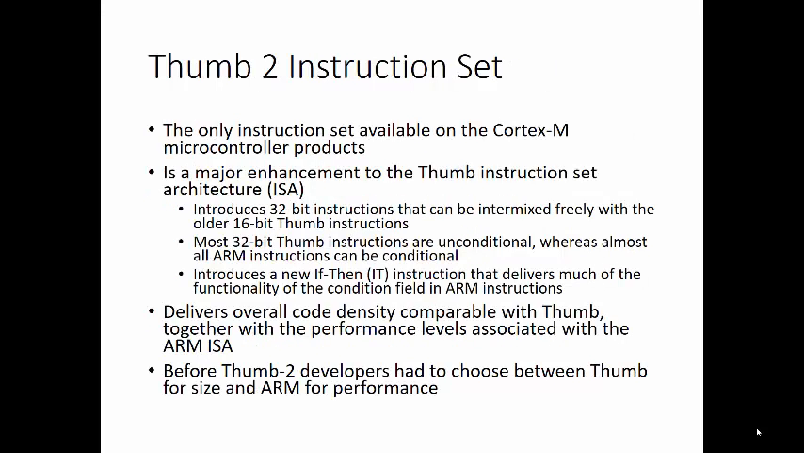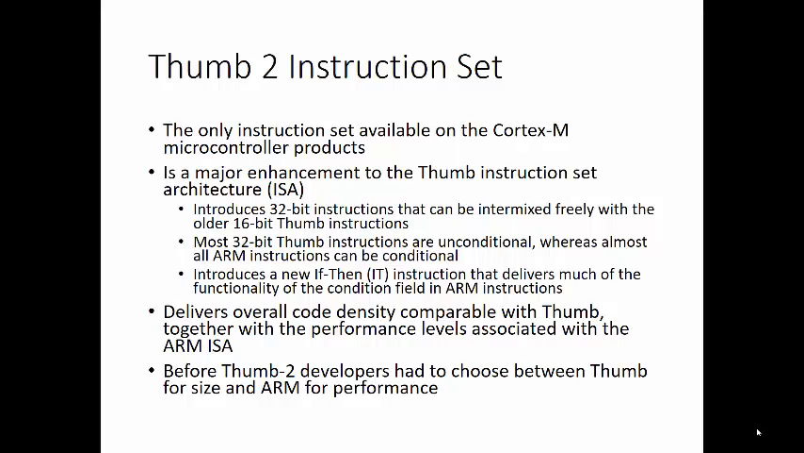The Thumb-2 instruction set, this is the only instruction set available on the Cortex-M microcontroller products. And it's a major enhancement of the Thumb instruction set architecture. You have the 32-bit instructions that can be intermixed freely with the older 16-bit Thumb instructions. And most 32-bit Thumb instructions are unconditional, whereas almost all ARM instructions can be conditional.